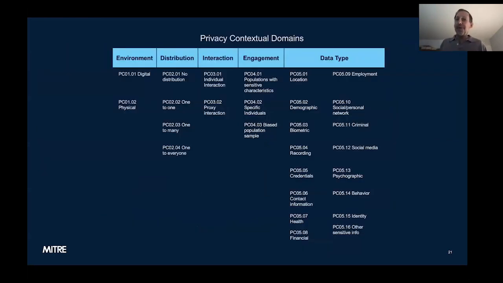And just in case you were wondering, yes, there is stuff in those boxes. And I'm certainly not going to attempt to go through all of these here. Here you see the various privacy contextual elements, and you can see there's an indexing scheme, an enumeration scheme that goes along with those. What you're seeing are just the elements. We have not included the sub-elements here because you would just get too busy.